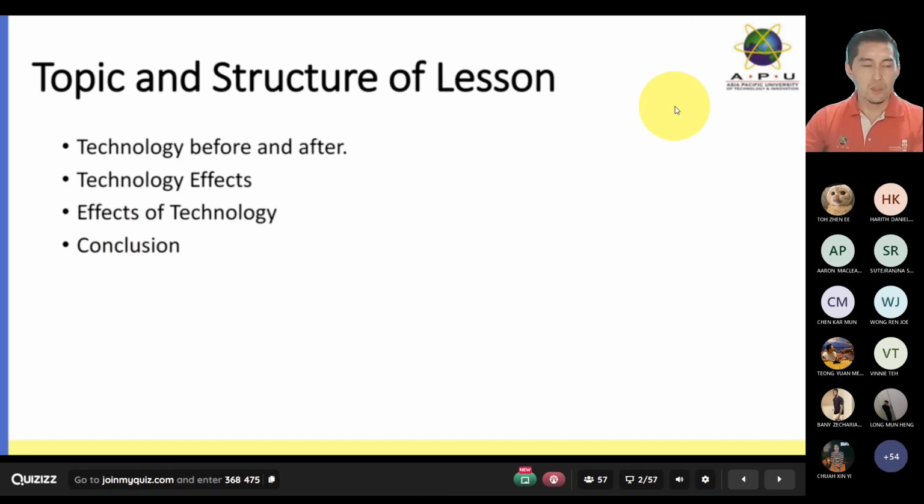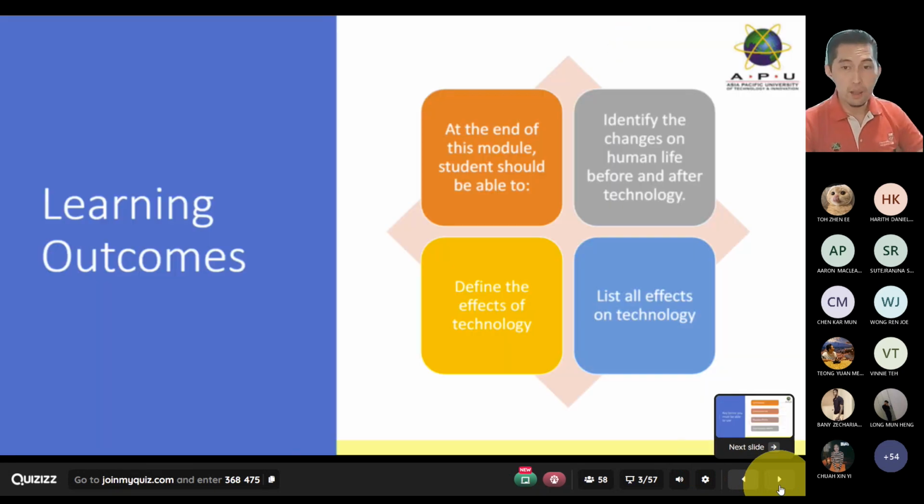All right. So this is the overall structure. We'll kick off by talking a bit about technology and how things were before, how tasks were being carried out, and then of course after the introduction of technology, what happens then. There are many different categories of technology effects that we will run through, speaking about the effects of technology in general at the end of the day, and of course a quick conclusion towards the end.